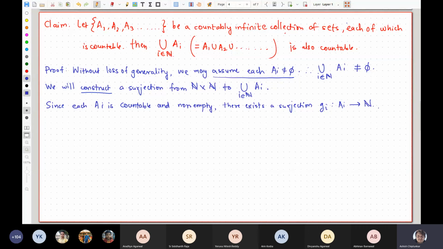Abhinav, do you have more questions? Your hand is up. Okay, cool. So this happens for all i. Now let's define the surjection. So our job is to construct a surjection from, oh, did I write it the wrong way? I should have written surjection from union of A_i to N cross N, no? Or the other way. Sorry, my bad. There exists a surjection from N to A_i. Sorry for the confusion.